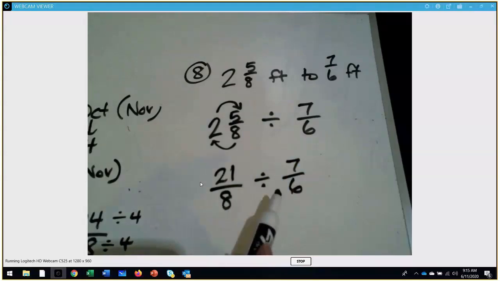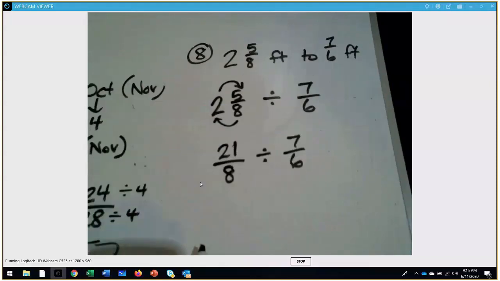And then since we're dividing, we're going to do keep, change, flip, and multiply.